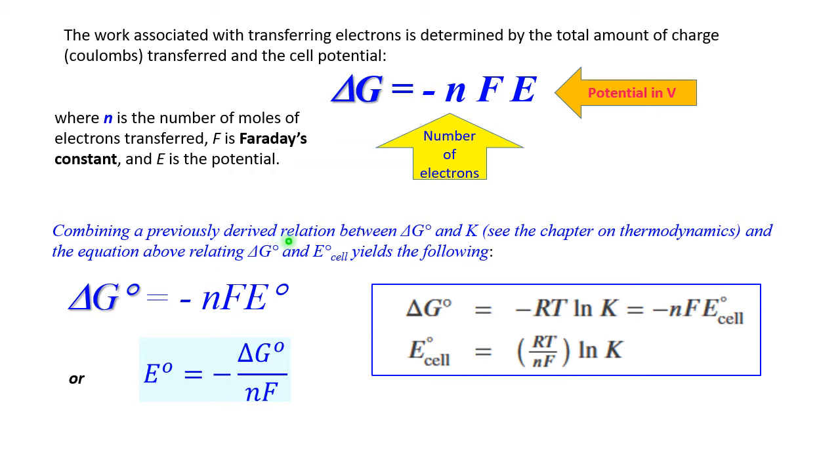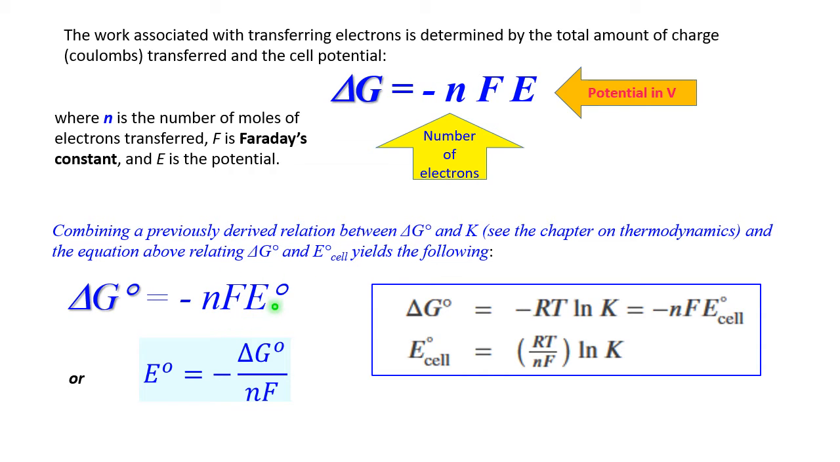Combining the previously derived relation between delta G0, the standard delta G, and the equilibrium constant, you can look back in the chapter on thermodynamics, the previous chapter, an equation relating delta G0 and E0, we have the following. First, for standard conditions, delta G0 will be minus NF E0. This is the general case, this is just for 0.